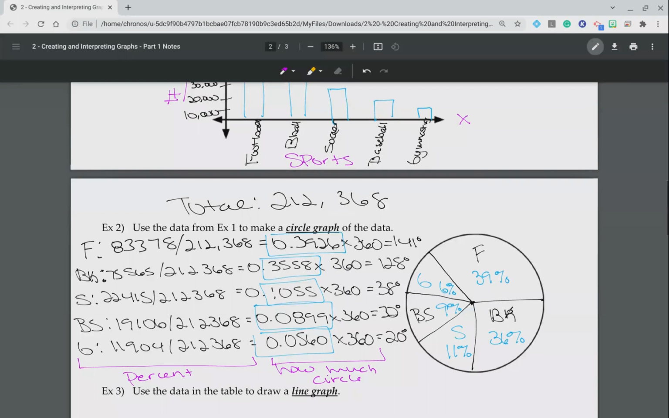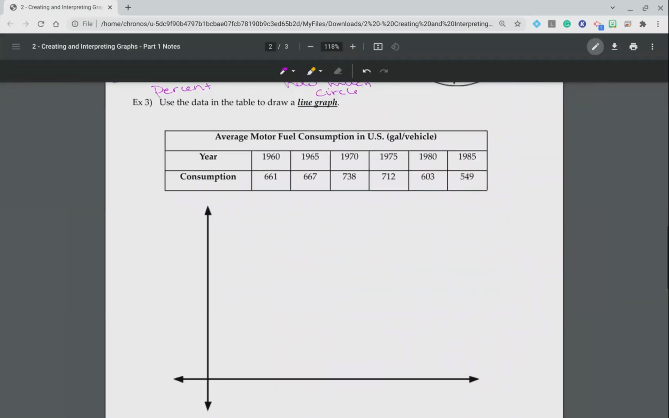Okay, and then our last graph that we're going to talk about today is a line graph. So we set up a line graph just like we did our bar graph. Our title is the average motor fuel consumption in the US. So down here, we're going to put our years. So 1960, 1965, 1970, 1975, 1980, and 1985.